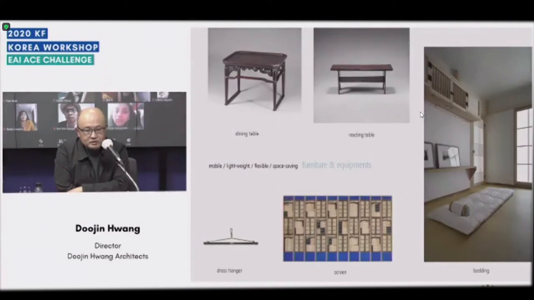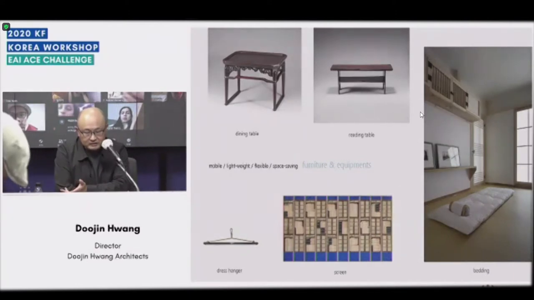Look at the picture of the reading desk on the right. It's again very small. So all this furniture and equipment, including the dress hanger at the bottom left, the traditional folding screen, and also the traditional bedding in the picture on the far right, are really quite mobile because they are lightweight, very flexible, and space-saving.